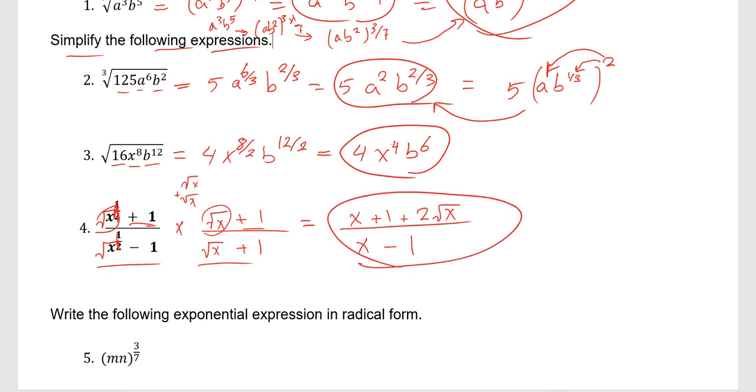And this we can stop at. This will be our final result. Next exercise, write the following exponential expression in radical form. M times n to the 3/7 power is equal to m cubed.